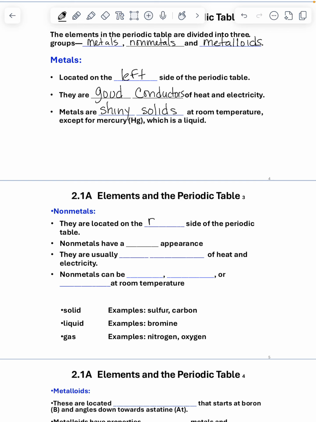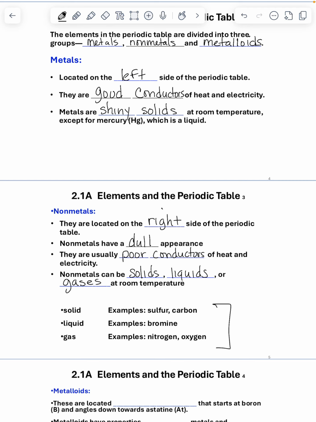Our next category is nonmetals. Nonmetals are located on the right side of the periodic table. Nonmetals have a dull appearance. Instead of being shiny like metals, they're actually dull. They do not reflect light very well. They are usually poor conductors of heat and electricity. And nonmetals can be solids, liquids, or gases at room temperature.